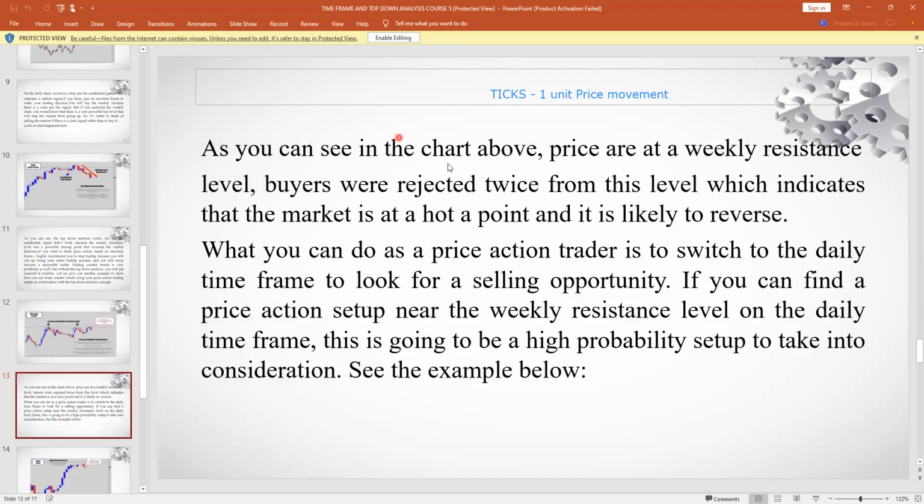As you can see in the chart above, price was at a weekly resistance level. Buyers were rejected twice from this level before, which indicates that the market is at a halt point and it is likely to reverse. Remember, I said that the third test is usually a very powerful one, the third time price tests a support or resistance. What you can do as a price action trader is to switch to the daily time frame and start looking for selling opportunity. If you can find a price action setup near the weekly resistance level on the daily time frame, it is going to be a high probability setup to consider.